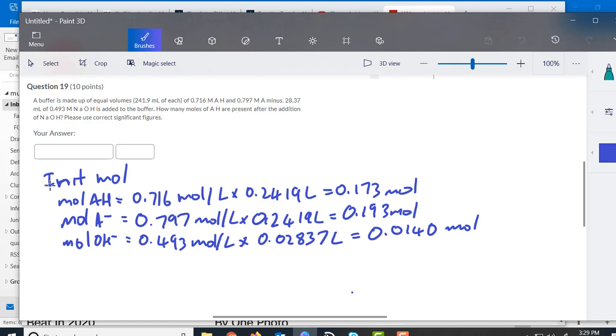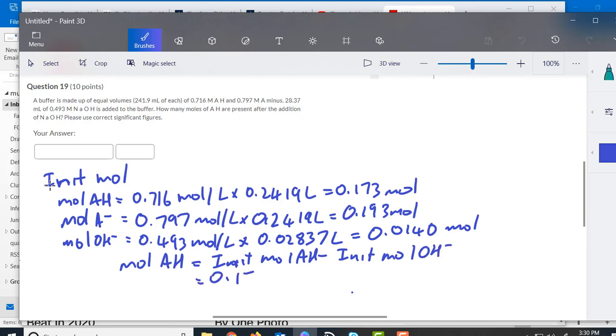Now the moles of AH here that are left after we add the OH minus will be the initial moles of AH minus the initial moles of OH minus, which is going to be 0.173 moles minus 0.0140 moles, which comes out to be 0.159 moles.